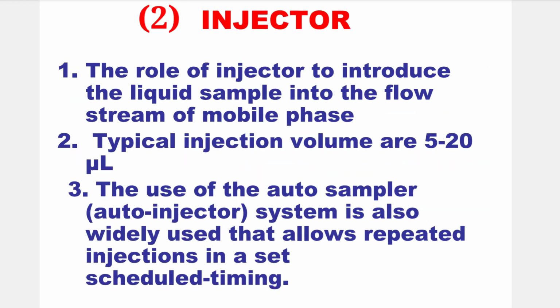Number 2 is the injector. The role of the injector is to introduce the liquid sample into the flow stream of the mobile phase. Typical injection volumes are 5 to 20 microliters. The autosampler system is also widely used, which allows repeated injections in a set schedule timing.